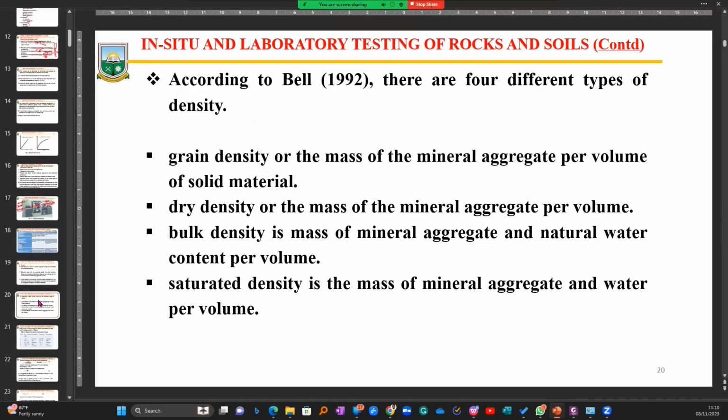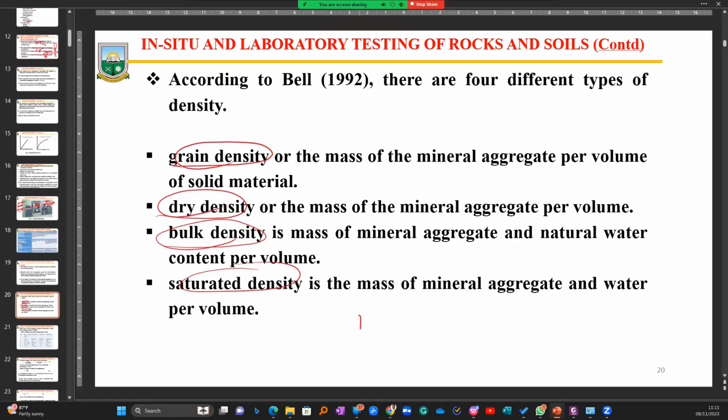Then the next thing for us to determine, we have what we call the grain density, we have dry density, we have bulk density, and saturated density. I'll try as much as possible to explain these things to us. Grain density is the mass of the mineral per volume of solid material. So grain density here is when I have a rock sample.